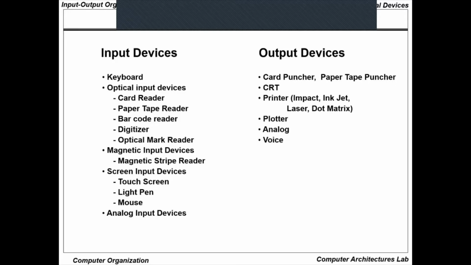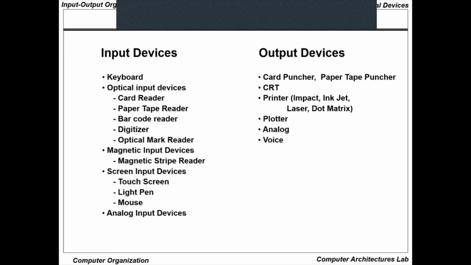An optical mark reader, so you can directly write on the computer monitor or screen. That will be useful for transmitting the input. What are the inputs you will be using to feed into the computer? The keyboard we use directly, and very good examples of optical input devices are card reader, paper tape reader, barcode reader, then digitizer, then optical mark reader.